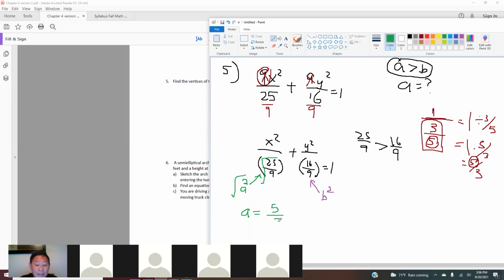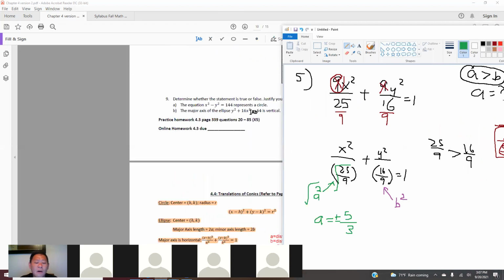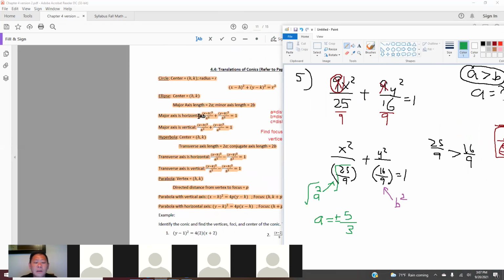5/3, 5/3, and it has a plus minus, right? Yeah. So can you tell me, is this going to be a horizontal one or a vertical one? Horizontal. This is horizontal. So horizontal means everything is on the X, right? So can someone tell me how you write this in the coordinates?